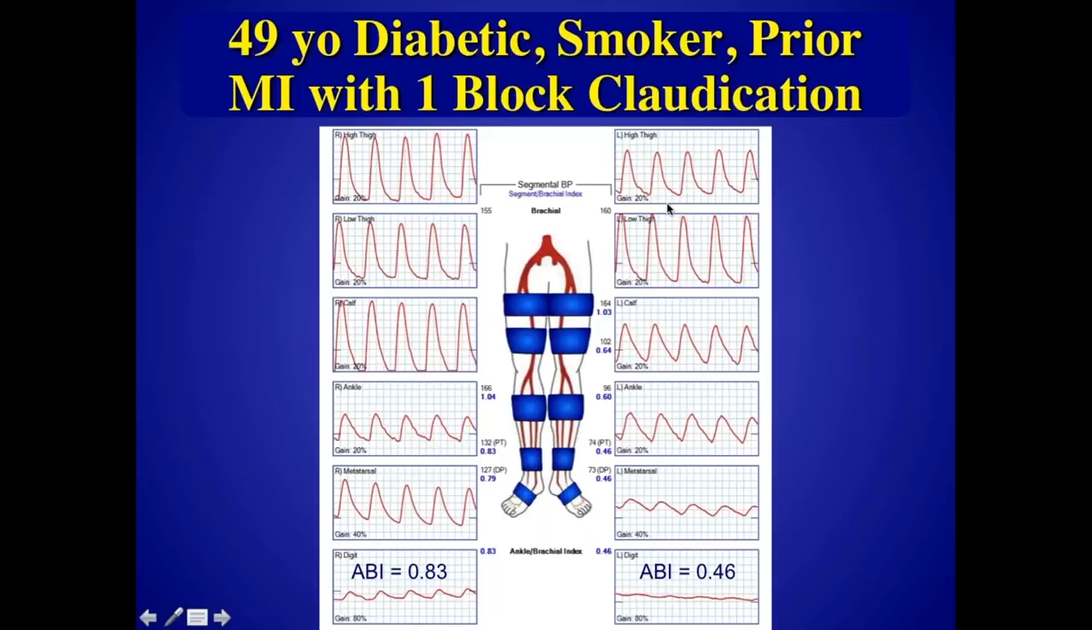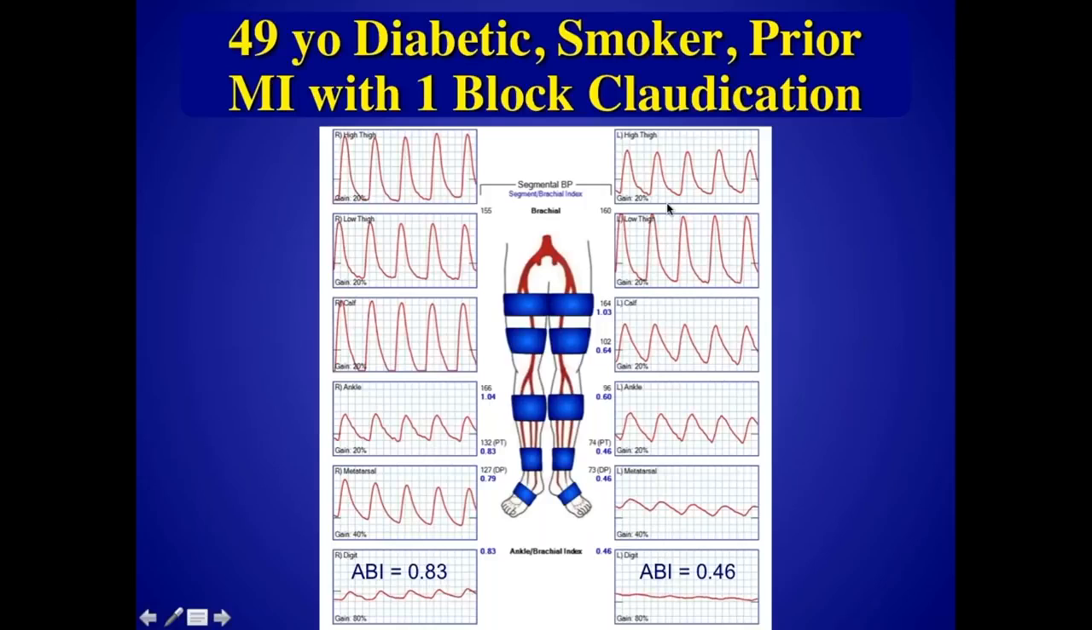Here's a 49-year-old diabetic, smoker, history of an MI with 1 block claudication. So here are the indirect studies, and notice I put the ABI down in nice block numbers, 0.83 on the right. Not normal, but it's not terrible. And the ABI on the left is 0.46, very, very low.